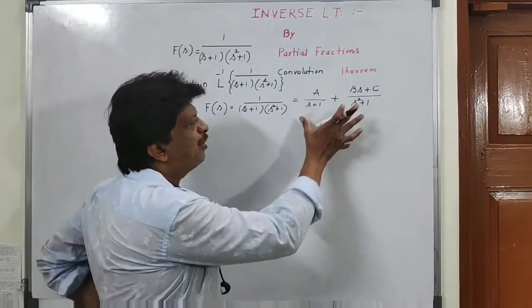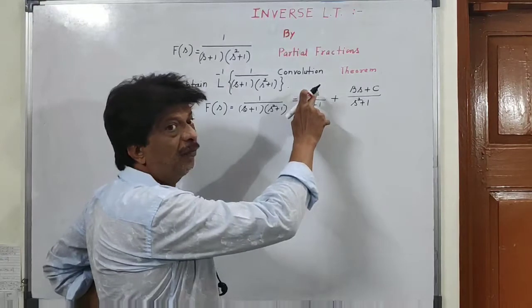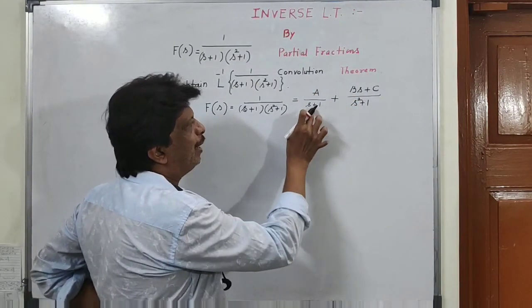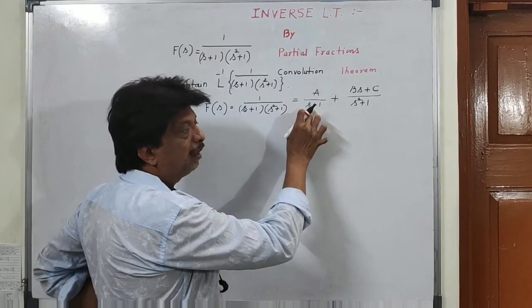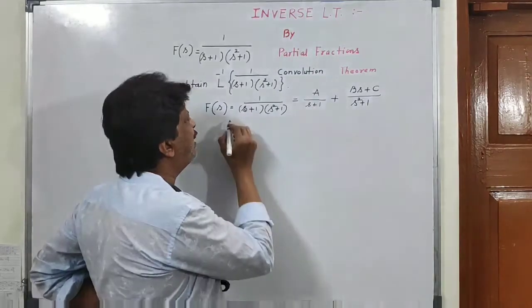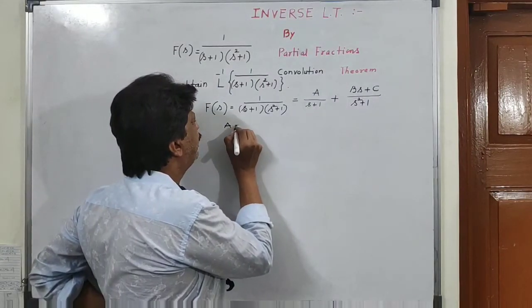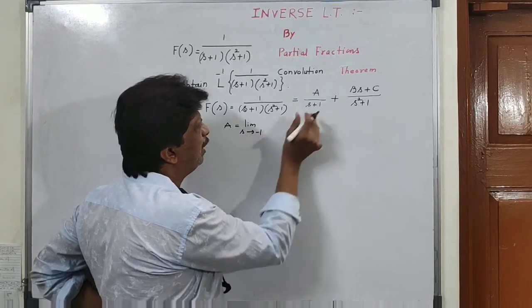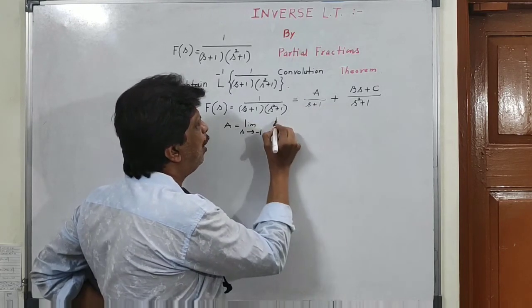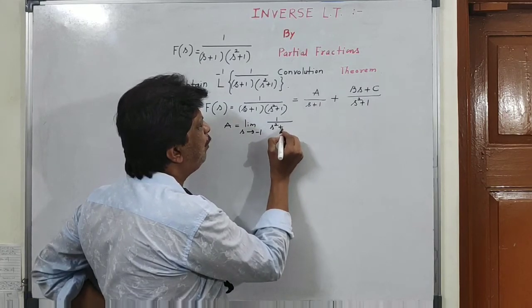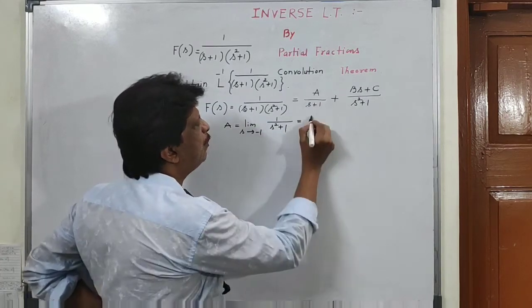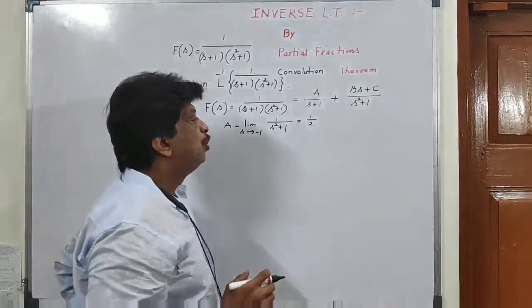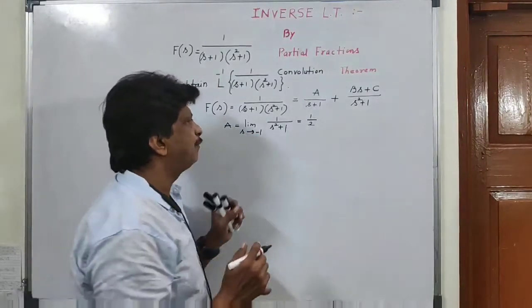So we shall now find out the values of constants A, B and C. How do we determine the linear factor? Linear factor A is equal to the limit s tends to minus 1 of 1 upon s square plus 1. So it is 1 by 2. So the value of capital A is half.